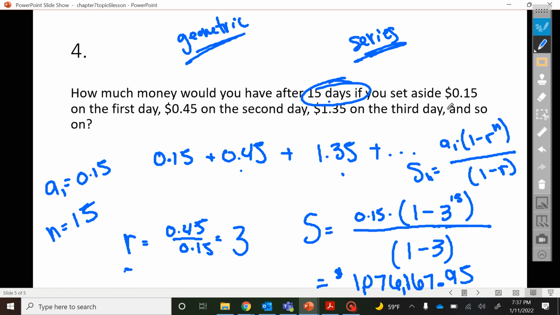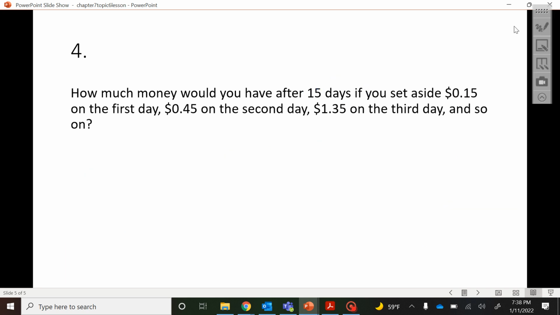Okay, that is an absurd amount of money that he's saving after only 15 days. Okay, he only started with 15 cents. And doing this pattern, he saved over $1 million. That's kind of crazy. Well, anyways, so this one was a geometric series. We had to use the series formula, and we calculated our series as our answer here. All right, and that is how to use geometric and arithmetic sequences and series to solve problems.